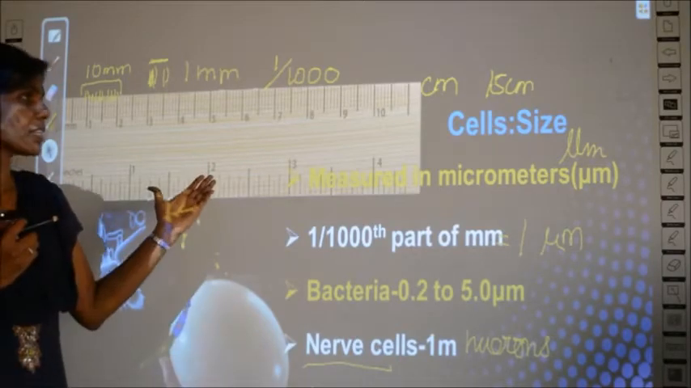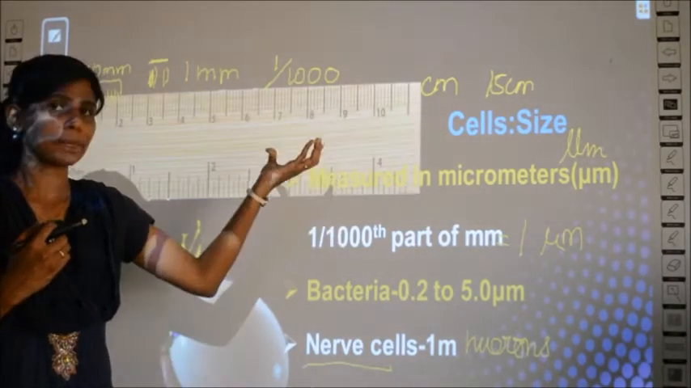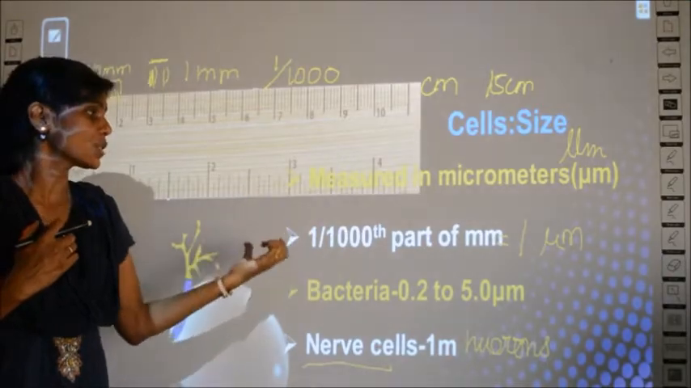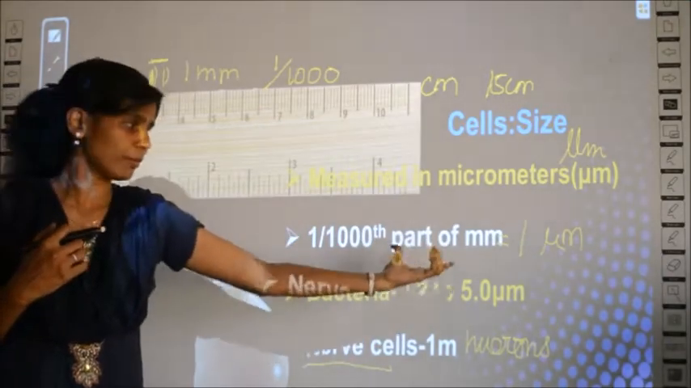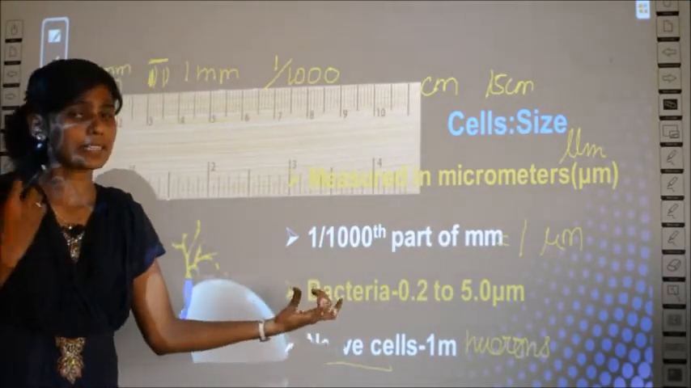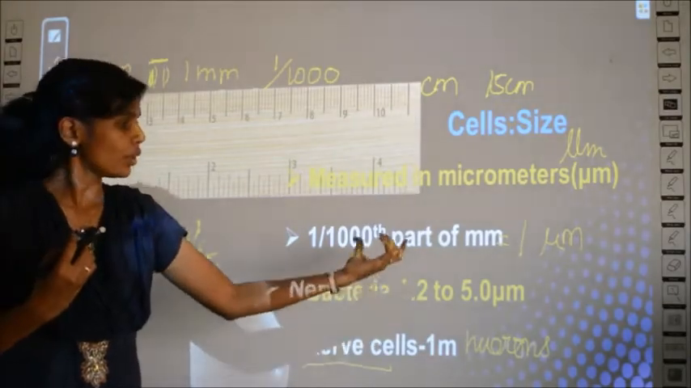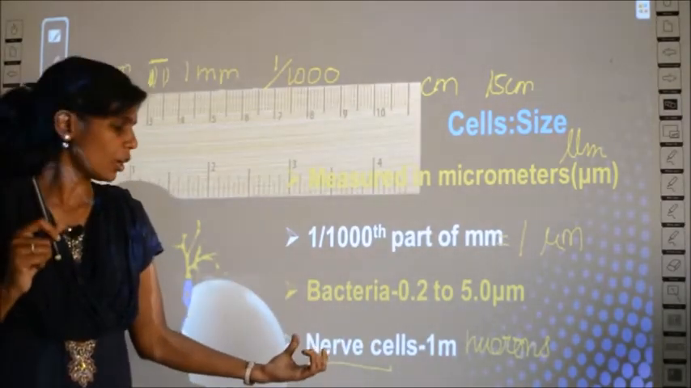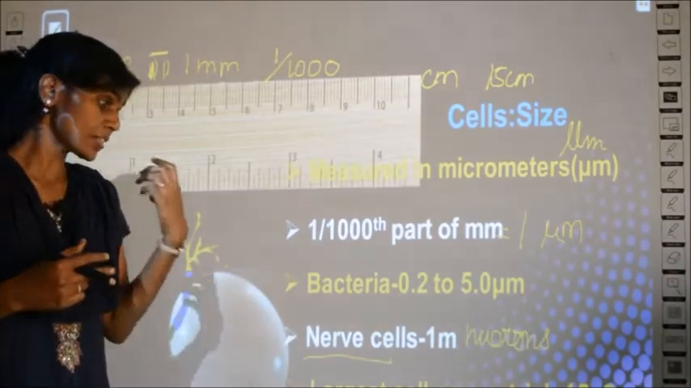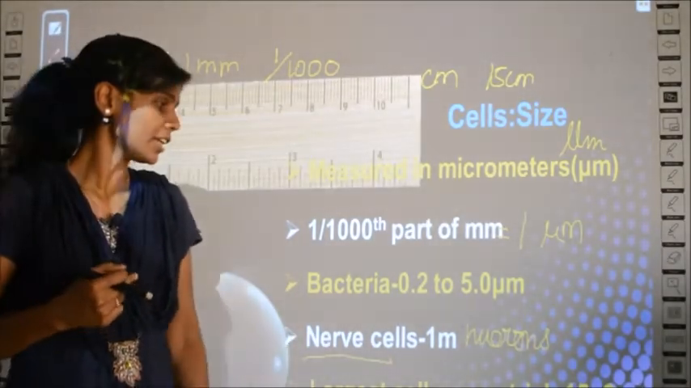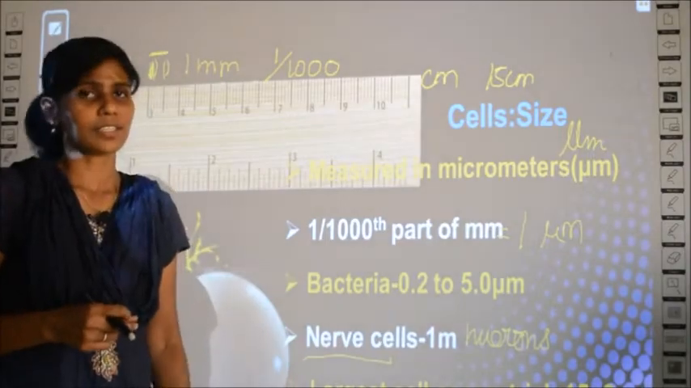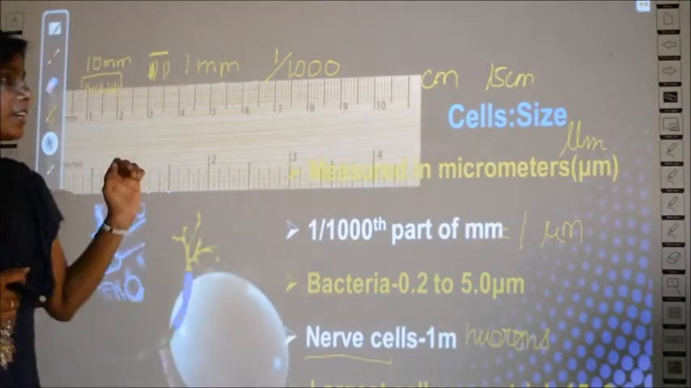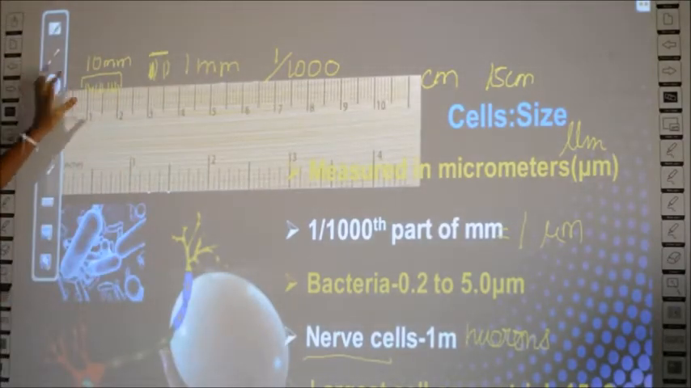Clear? So what have we studied about the size of the cells? They are measured in micrometers. It is 1/100th part of a millimeter, and the bacterial size is from 0.2 to 5 micrometer. Nerve cells are usually 1 meter long, and the largest cell is ostrich egg, which is 15 into 3 centimeters. So this is all about the size of the cells.